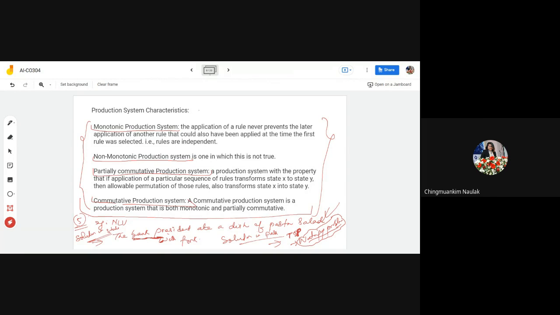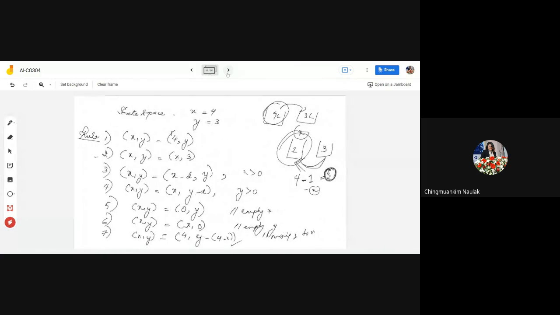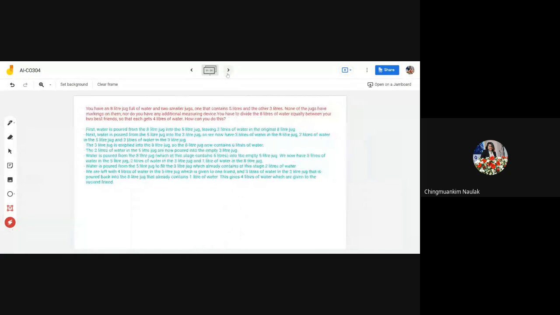Okay, so in the last class we did the water jug problem, and I gave you one problem to solve, and I said that I'll give you the solution for that. So if you want a reference, you can check it out on slide number 12. You can see it here. This is the solution for that. You can follow this procedure.